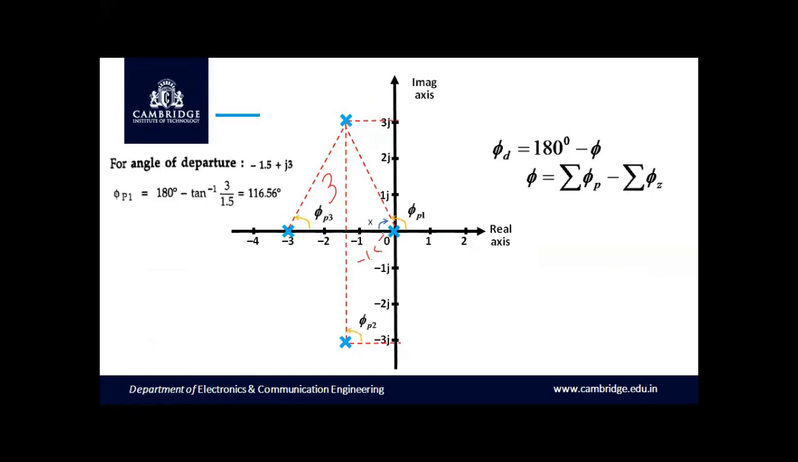Hence we get phi p1 equal to 180 degree minus x, where x is given by tan inverse of the opposite side, 3, over the adjacent side, 1.5. So I have written here 180 degree minus tan inverse of 3 by 1.5. So we get 116.56 degree. This is the angle of contribution by the pole at s equal to 0 towards the complex conjugate pole for which you are going to calculate the angle of departure.